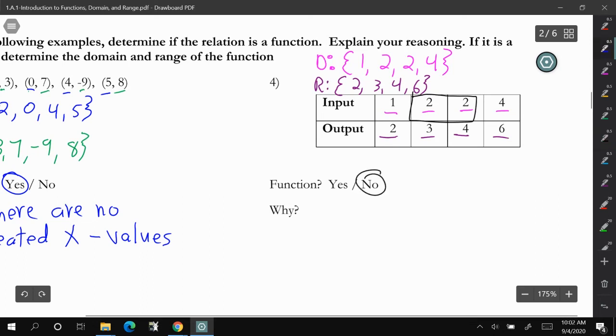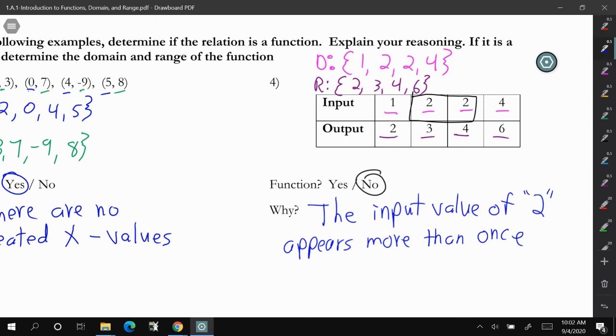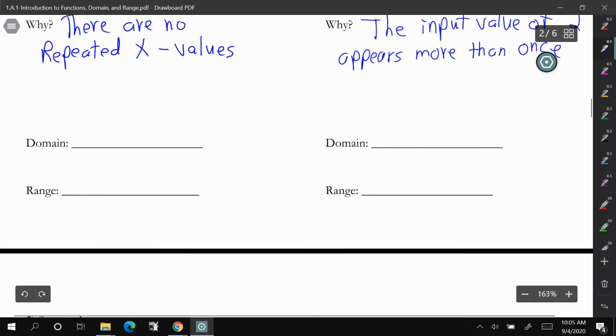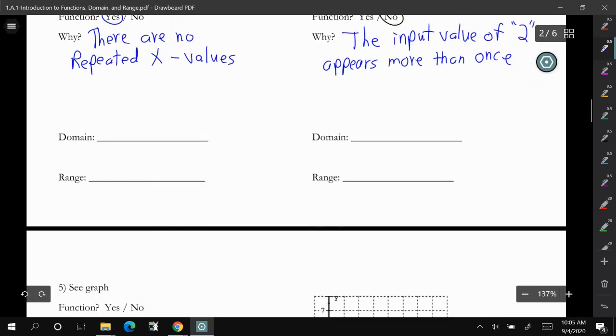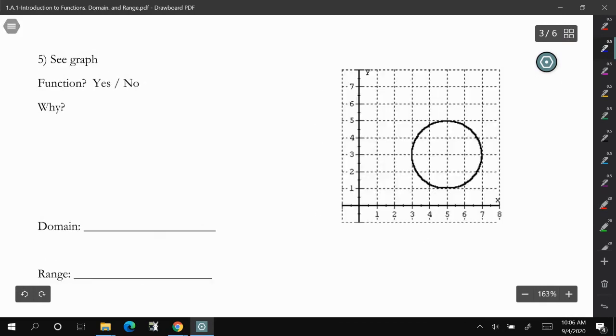And the reason is the input value of 2 appears more than once. We have two 2's here in the input, so that means it is not a function. Oh, I guess you could have written the domain and range down there. I didn't see it at the time. It's okay. Let's look at the last one.